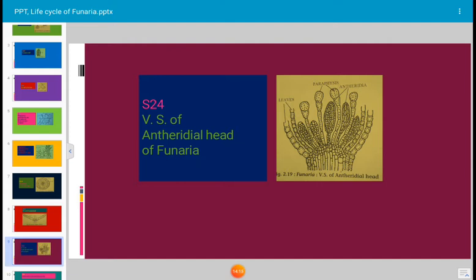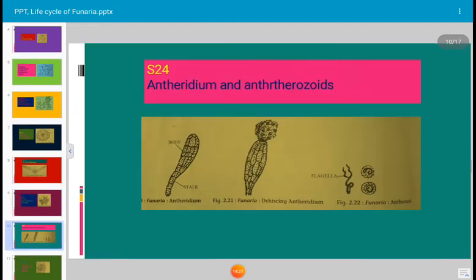Let us see the further details. Let us see the details of antheridium. This is the photograph of antheridium and antherozoid. Each antheridium is the male sex organ of Funaria. Each antheridium consists of a stalk-like structure and a body. The stalk is multicellular and attaches the antheridium to the main axis. The body is club-shaped and multicellular.